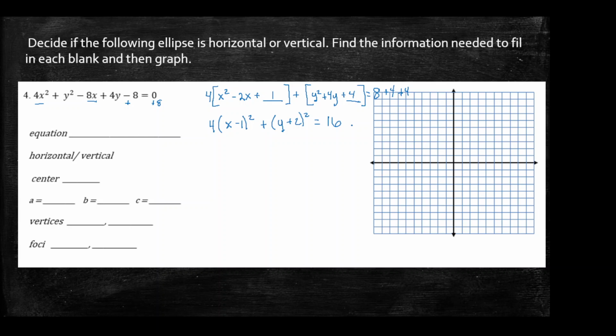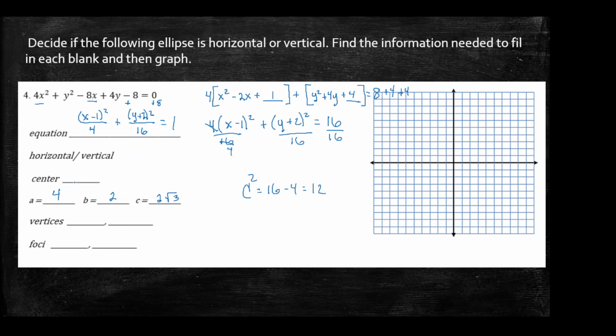Well, remember in my basic equation, I set everything equal to 1. So to get there, I'm going to divide everything by 16. So this is divided by 16, and this gets divided by 16. And so my new equation, to cancel this out, becomes 4. And so my equation, I'm going to write it over here, is x minus 1 squared over 4 plus, and then it's y plus 2 squared, sorry, all over 16, and then that equals 1. Okay, so a equals the square root of 16, so that's 4. b is the square root of 4, so that's 2. And then c equals 16 minus 4 is 12. We've seen that before. So c is 2 radical 3.